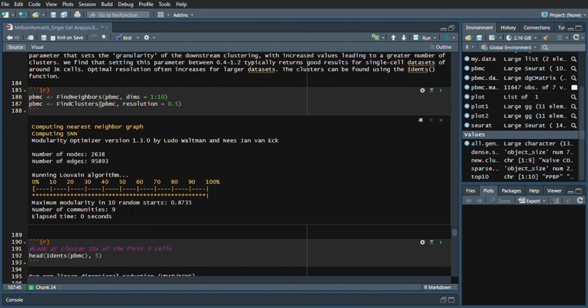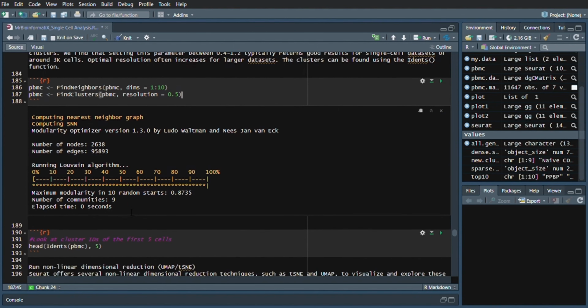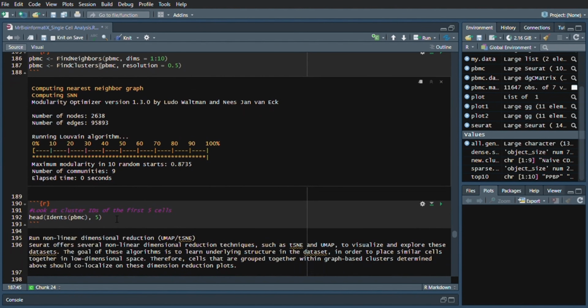Now let's look at the cluster IDs of the first 5 cells. So we write head, Idents, PBMC, 5. Let's run our code.